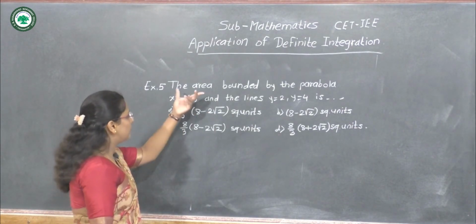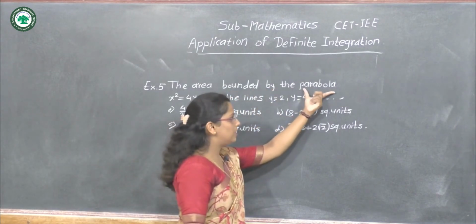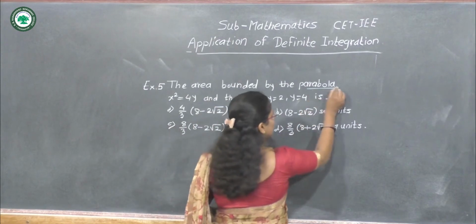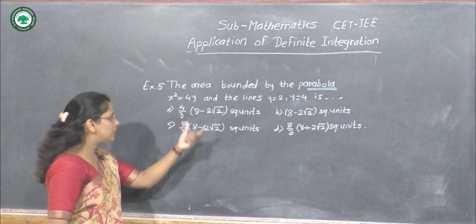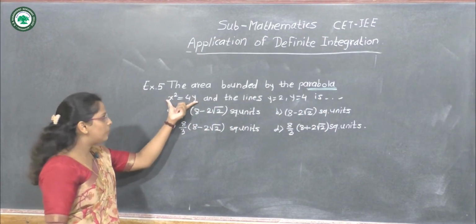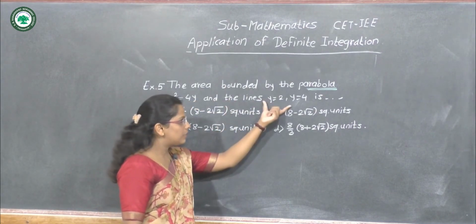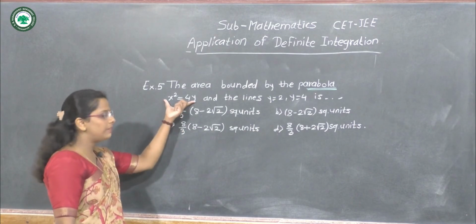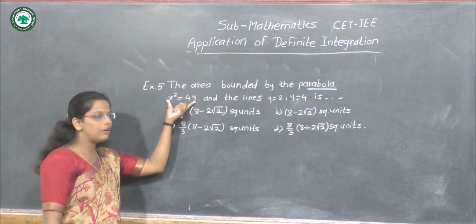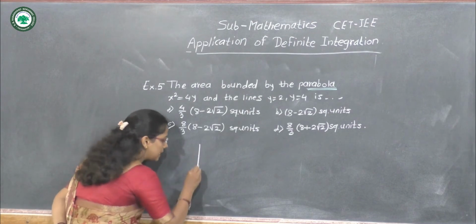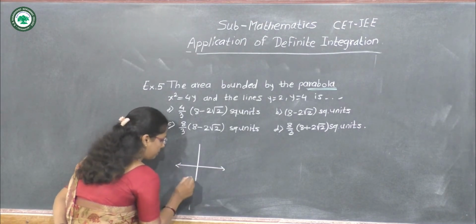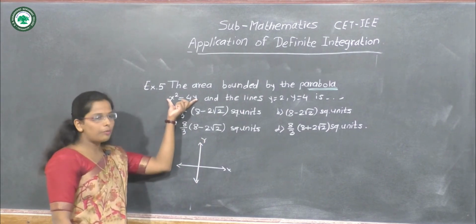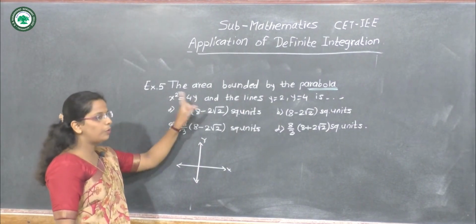Look at the question, the area bounded by the parabola. The important word in the MCQ is parabola: x square is equal to 4y and the lines y is equal to 2, y is equal to 4. We have to find the area between the parabola x square is equal to 4y. The parabola is in the Cartesian form x and y, in the form of x square is equal to 4by.